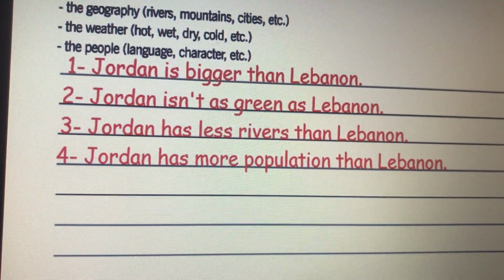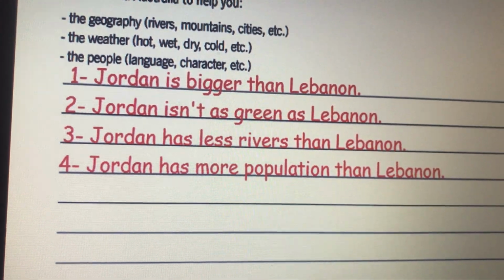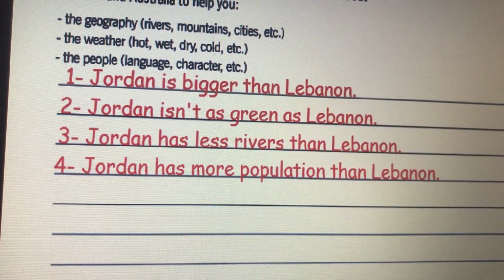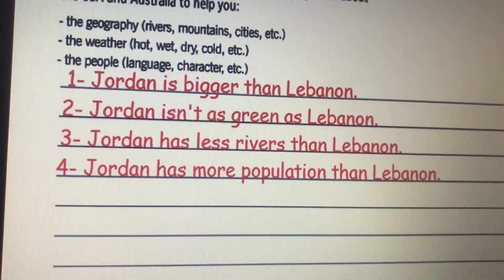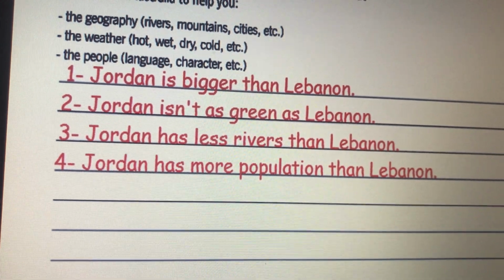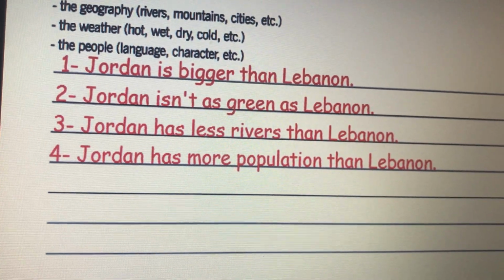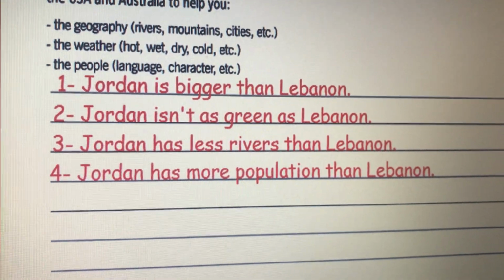So all these 4 sentences are talking about what? Comparison between Jordan and Lebanon. So I want you to write more examples or to make another comparison between Jordan and any other country you know about.